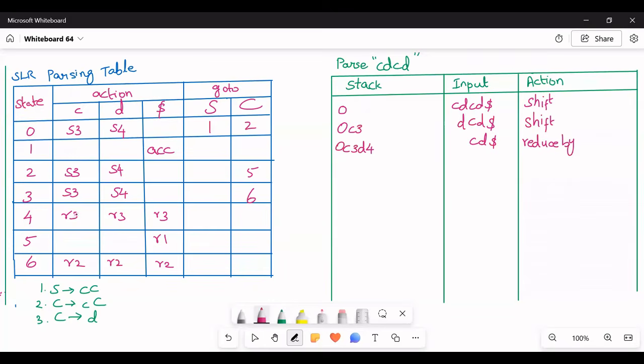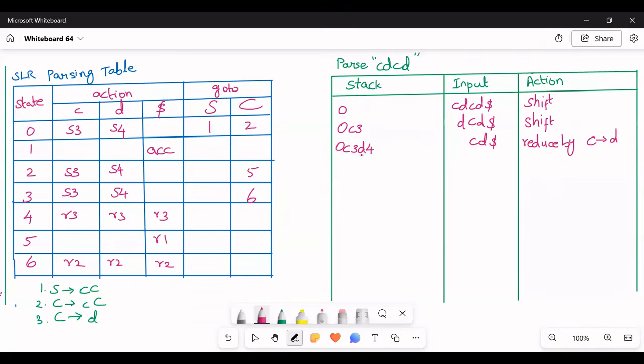Production number 3 means C tends to D. Reduce by C tends to D. Whenever we do a reduce action in shift reduce parsing, we replace the right side of the production by the left hand side of the production. But in LR parsing, we have to calculate the length of the right hand side of the production. Here the length of the right hand side is 1. Then multiply that number by 2, so 2 into 1 will be 2. Pop that many symbols from the stack, so two symbols must be popped.